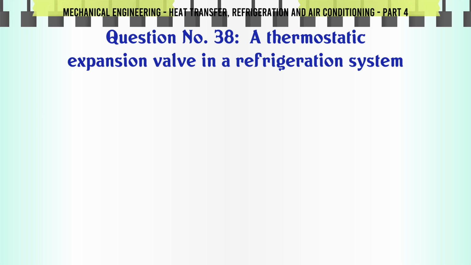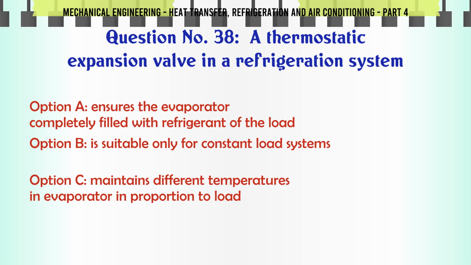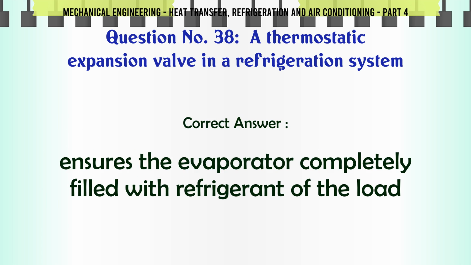A thermostatic expansion valve in a refrigeration system. A. Ensures the evaporator completely filled with refrigerant of the load. B. Is suitable only for constant load systems. C. Maintains different temperatures in evaporator in proportion to load. D. None of the above. The correct answer is ensures the evaporator completely filled with refrigerant of the load.